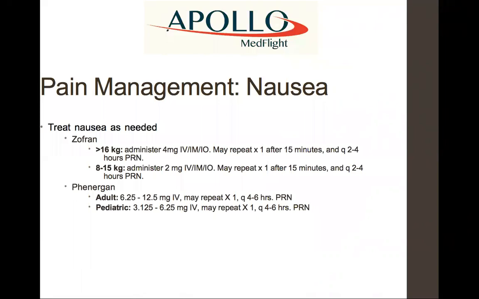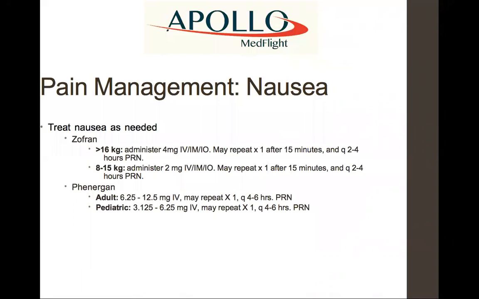So Zofran, greater than 16 kilos, 4 milligrams. 8 to 15 kilos, 2 milligrams every 2 to 4 hours as needed, and you can repeat it after 15 minutes. So repeat it after 15 minutes, then again every 2 to 4 hours after that point.